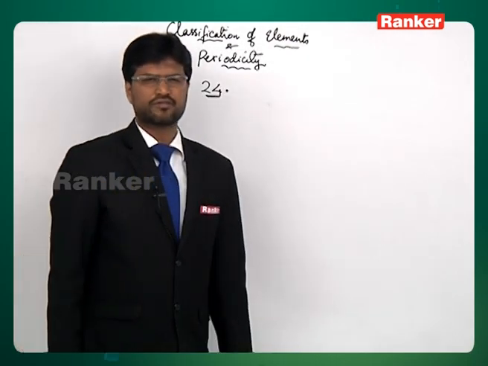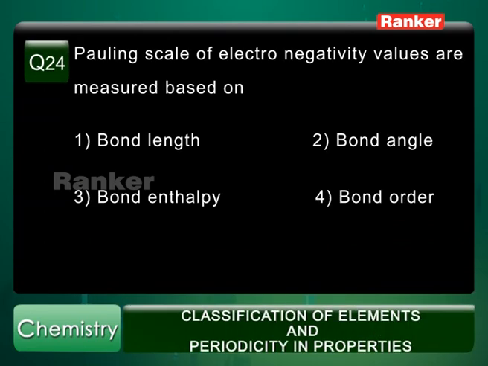Question number 24. Pauling scale of electronegativity values are measured based on option 1 bond length, option 2 bond angle, option 3 bond enthalpy and option 4 bond order. See, Pauling's values of electronegativities are assigned on the basis of bond enthalpy values. So, the correct answer is third option, bond enthalpy.